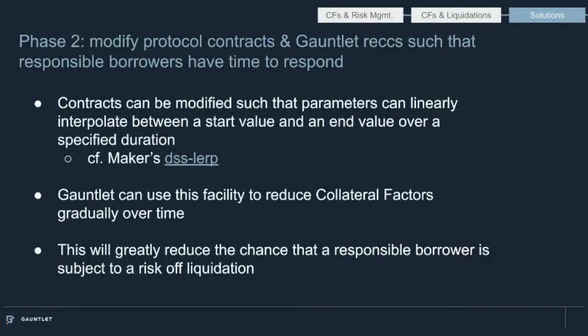The second phase of maturity would be to modify some of the protocol contracts so that the changes are implemented gradually over time. This is referred to as linear interpolation, and a really great example of it exists in MakerDAO. They actually wrote some open source code for how they implement collateral factor changes gradually over time. This facility can be used to reduce the collateral factors, and it greatly reduces the chance that the borrower is subject to a risk-off liquidation.